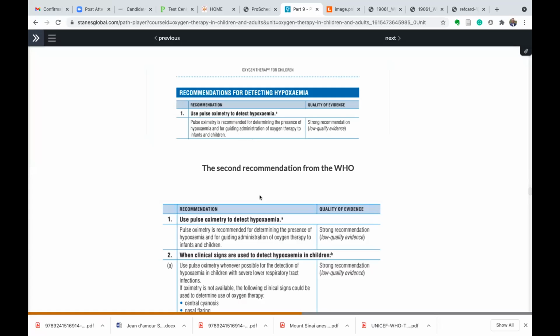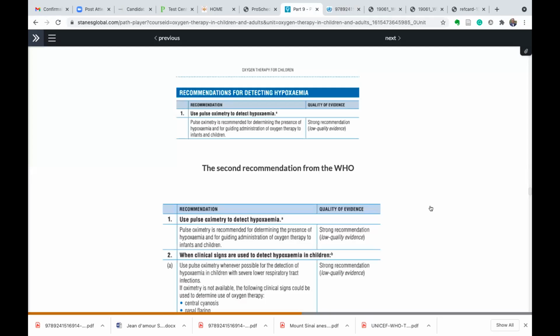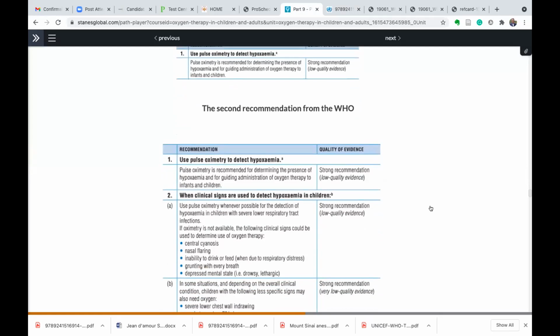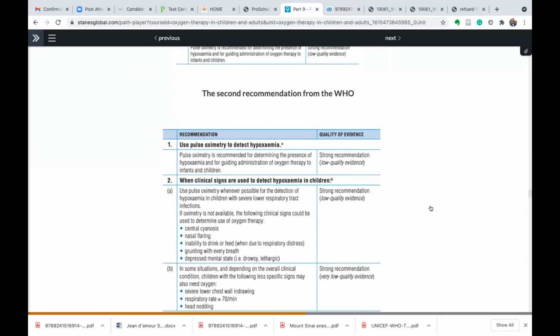The second recommendation by the WHO is to use pulse oximetry whenever possible for detection of hypoxemia in children with severe lower respiratory infection. And if pulse oximetry is not available, watch for the following signs, including central cyanosis.